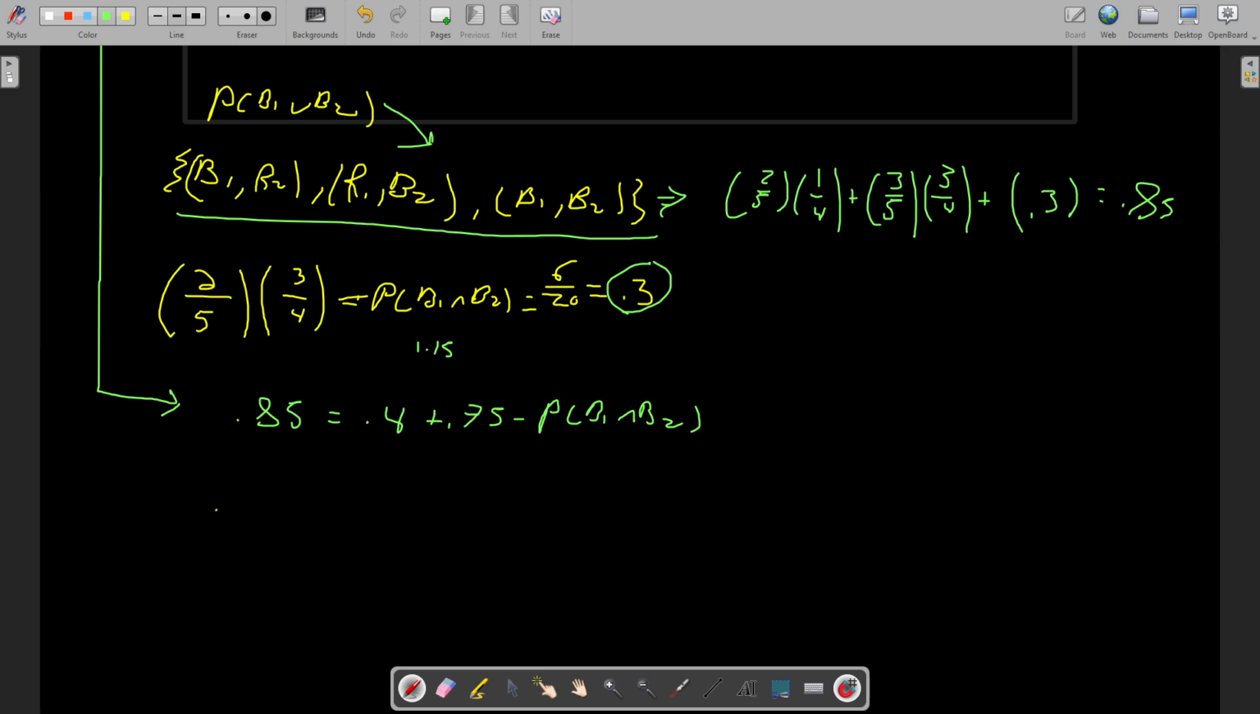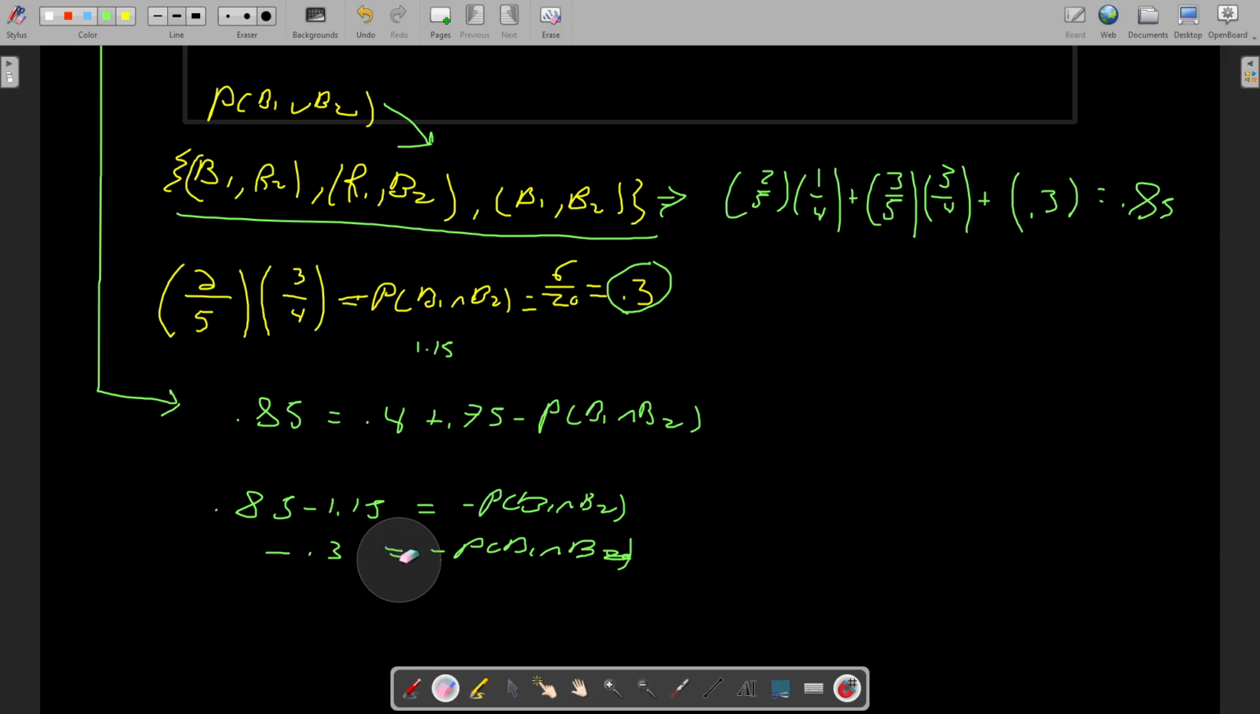So we do 0.85 minus 1.15 because you subtract from both sides. This is just some algebra. Equals negative P(B1 and B2). So you see, this is going to be negative 0.3 equals negative probability of B1 and B2. Just get rid of the negatives because they're both negative, so you make them positive. And then you get that 0.3 is really our answer.